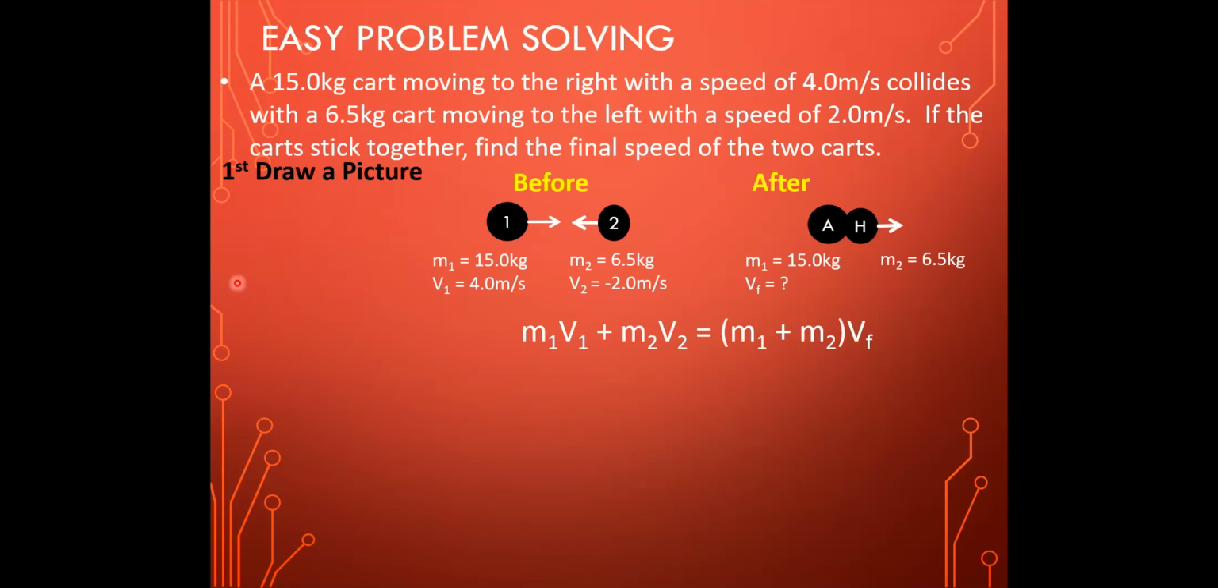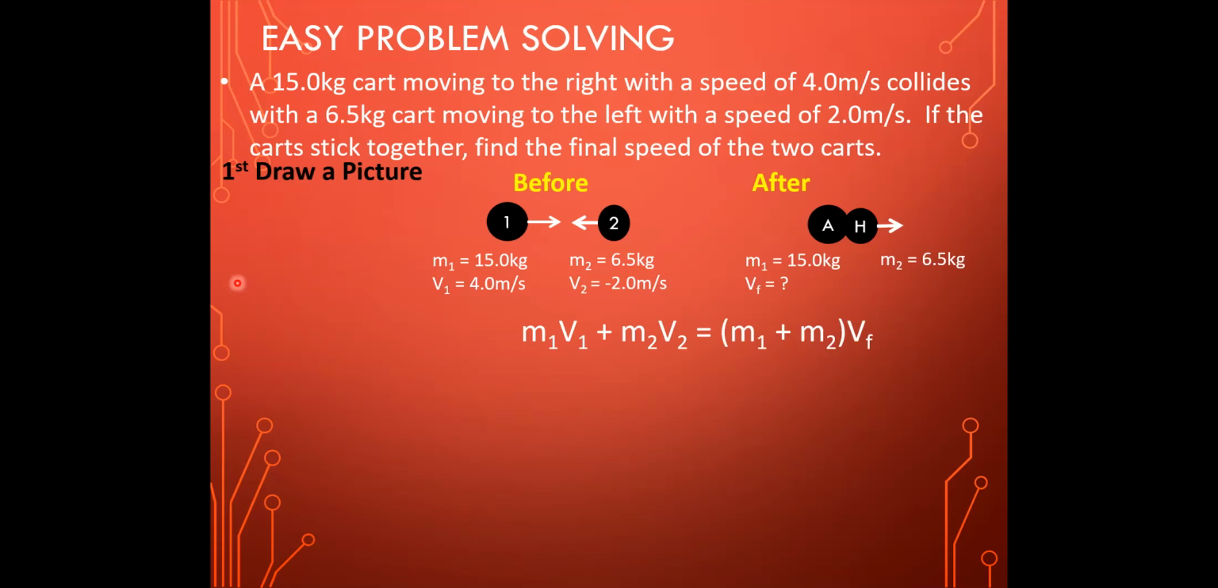So we have two bodies before collision: M1 V1 plus M2 V2. After collision, they are stuck with each other: M1 plus M2 times the V final. Is it clear?